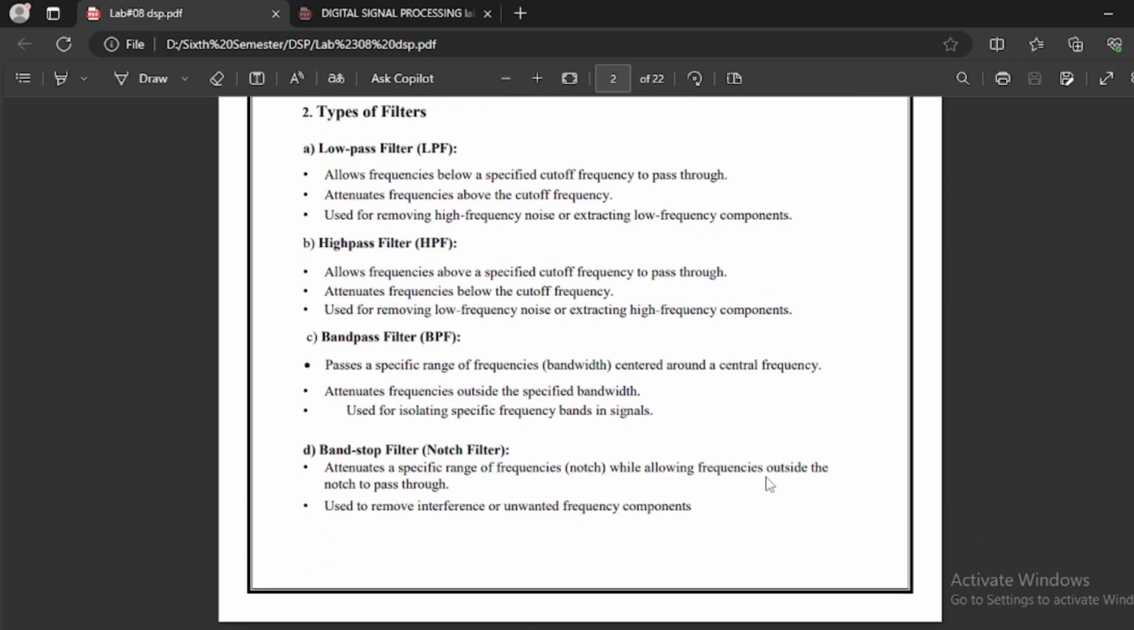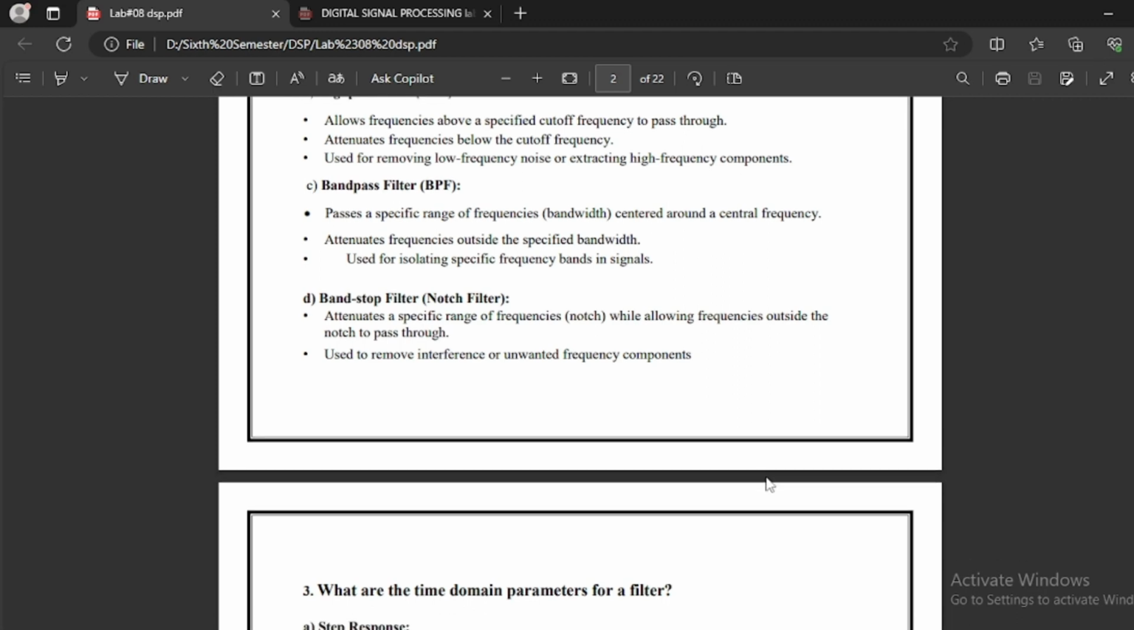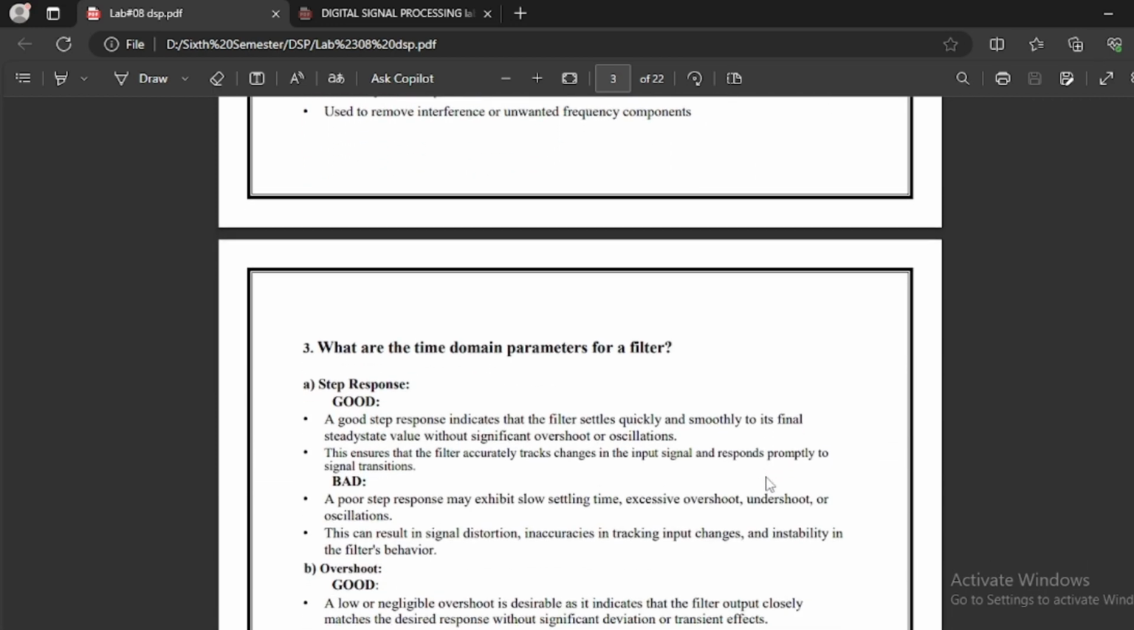Number 3, band pass filter. A band pass filter passes a specific range of frequencies concentrated around a certain frequency, and attenuates frequencies outside the specific bandwidth. It is used for isolating specific frequency bands in a signal. Number 4, band stop filter. A band stop filter is also known as a notch filter. It attenuates a specific range of frequencies while allowing frequencies outside the notch to pass through, and is used to remove interference or unwanted frequency components.